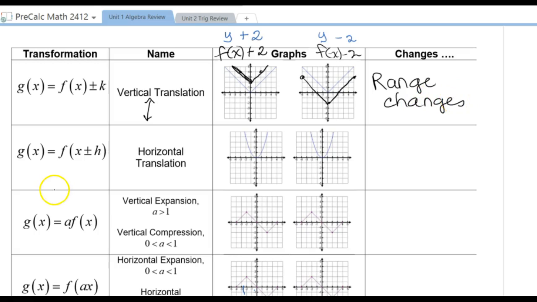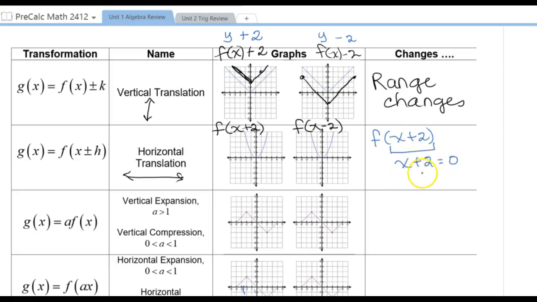If we go to a horizontal translation, it's going to move our graph left and right. We're going to see stuff that looks like f and then in parentheses x plus 2. On the other one we're going to do f of x minus 2, and that's inside the parentheses. Let's do a quick note of what that means. For the first one, where we have f of x plus 2, we're going to think about getting that origin, and we're going to have x plus 2, and set that equal to 0. Solving for x, I find that that's equal to negative 2.